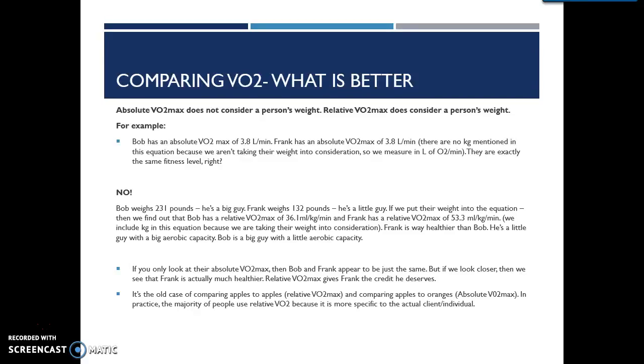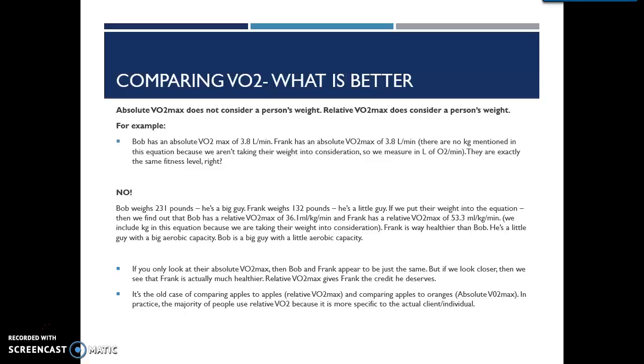So, for example, if we had Bob, he has an absolute VO2 max of 3.8 litres per minute. And then we have Frank, he has an absolute VO2 max of 3.8 litres per minute. Now, there's no kilograms mentioned in this equation because we are not taking into consideration their weight, and this is an absolute measure. So, are they at the exact same fitness level? You might think that they are, because their measure of absolute is the same, 3.8 and 3.8. But the actual answer is no. Their fitness level would not be the same.